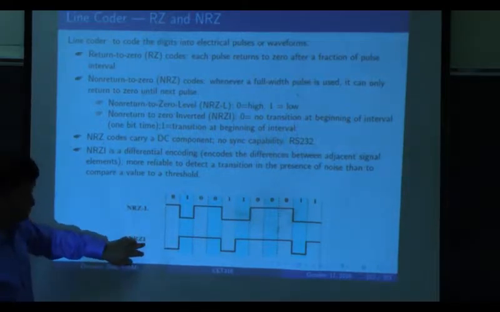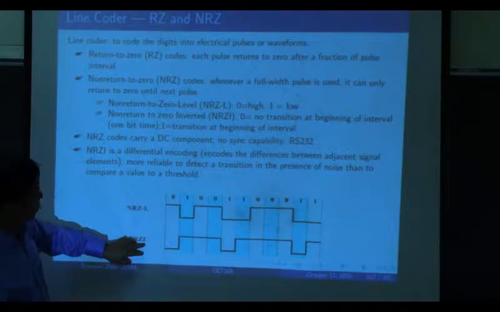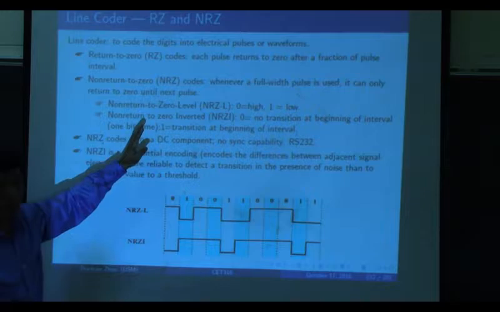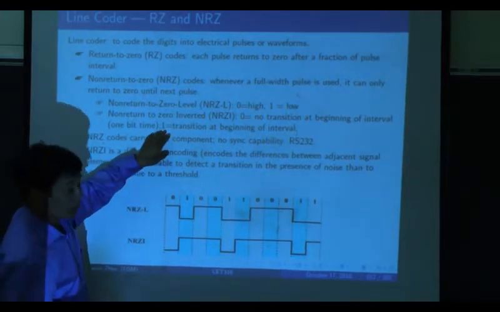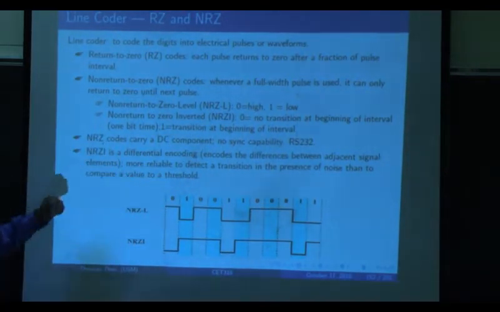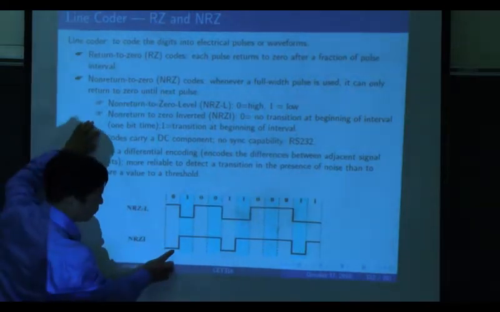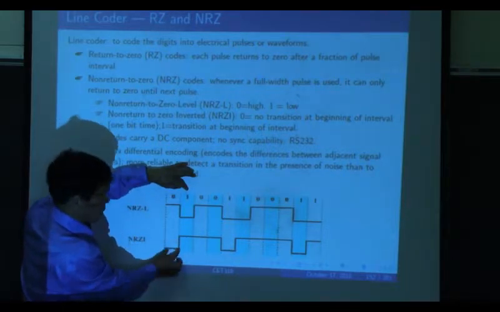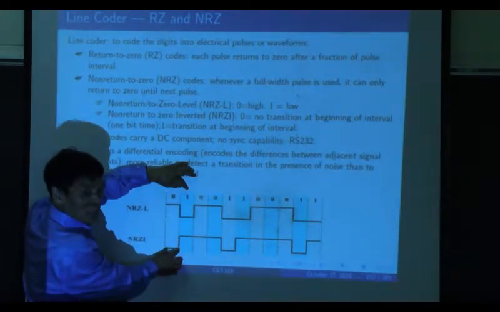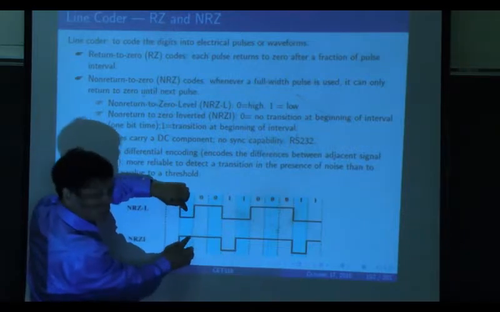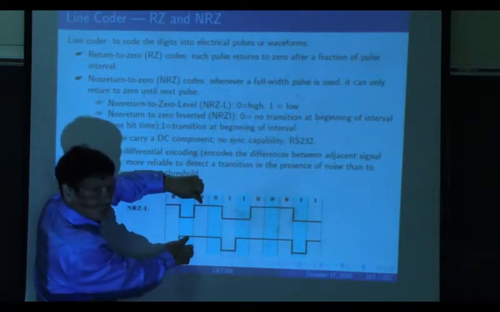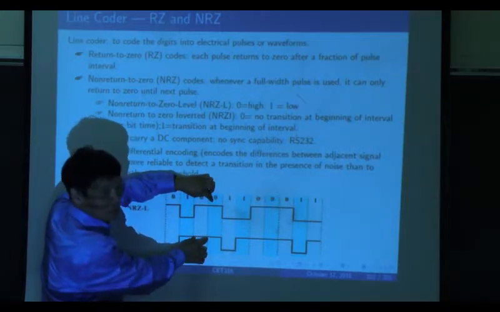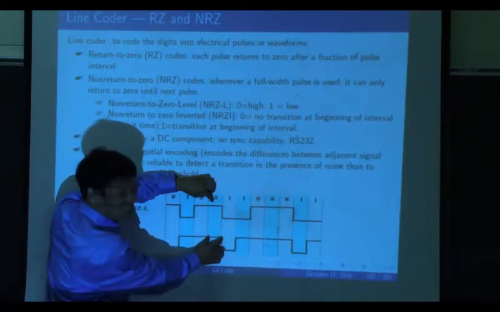Non-return to zero inverted. Inverted means if the data is 0, there's no transition. And if the data is 1, then there is a transition at the beginning of the interval. Look at this. 0, you just use this. 1 means we need to have a transition. This is low, so the transition will be to high. So that is why it's high. And this is 0. 0 means no transition, so high, still high. And this one is 0 again. 0 again means no transition, so high, still high.